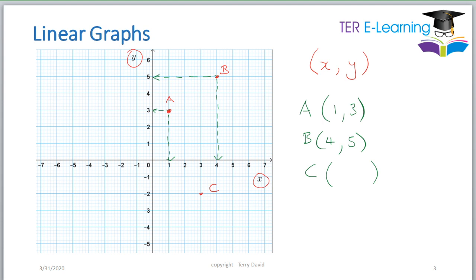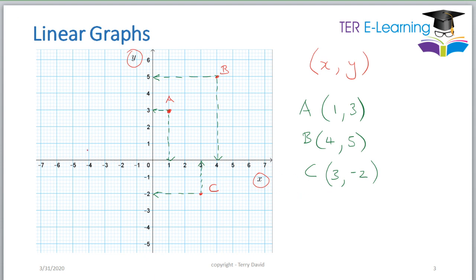So Sharice is saying 3, minus 2. Is that correct? Let's see. So we need to go to my x-axis. That's where we're going up here, right? And we can see that that point is 3. And then we need to go across here to my y-axis. And this point here is minus 2. Right? So that's the coordinates of C. The coordinates of C is 3, minus 2.